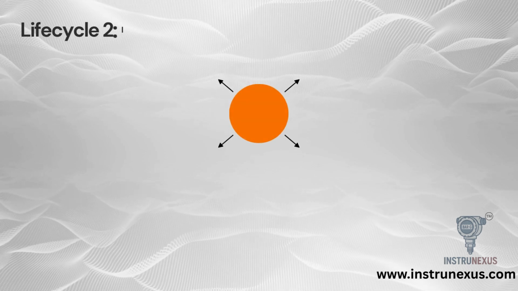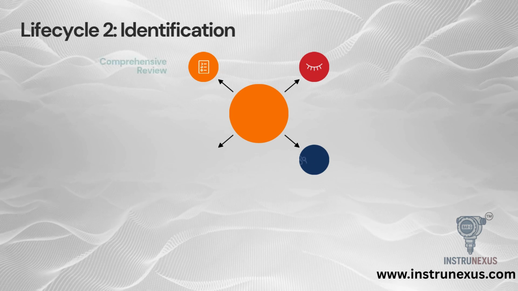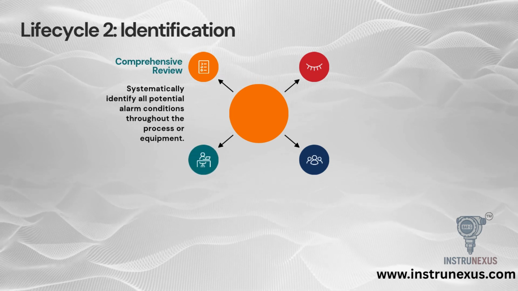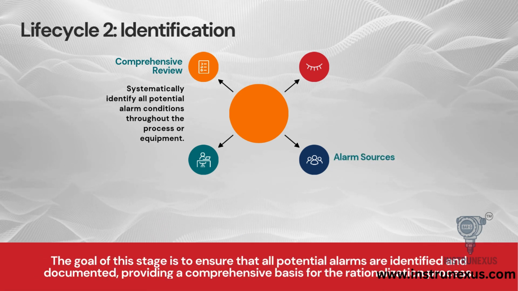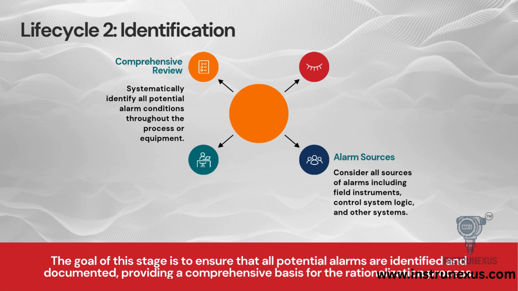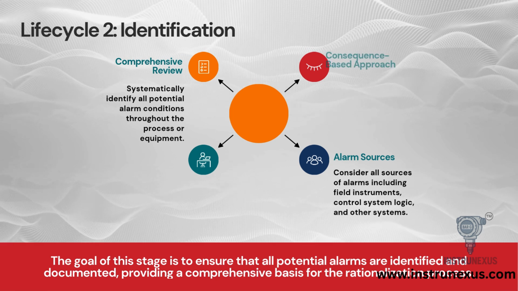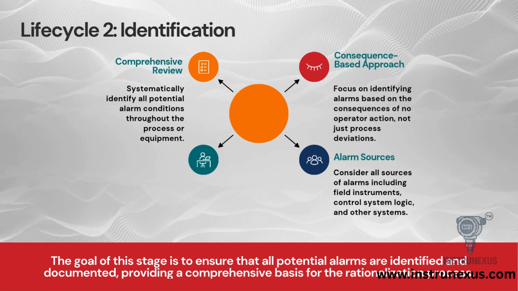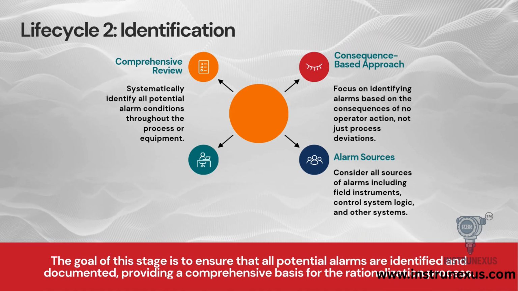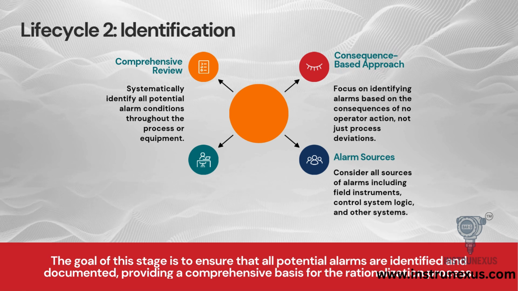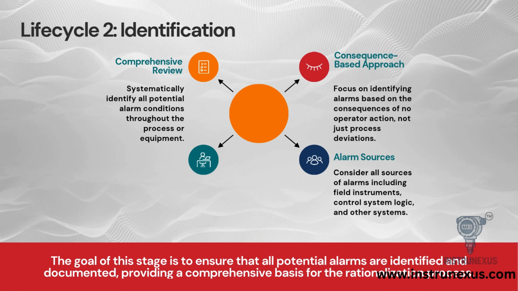Stage 2 is identification. This is a systematic process where we identify all potential alarms. We aren't filtering them yet, we are just finding them. We look at all sources: field instruments, control system logic, and safety systems. The standard promotes a consequence-based approach. This means we identify alarms based on the consequence of no operator action. We ask, if the operator does nothing, what bad thing happens? If the answer is nothing, it probably shouldn't be an alarm.